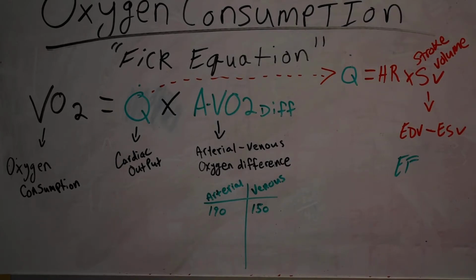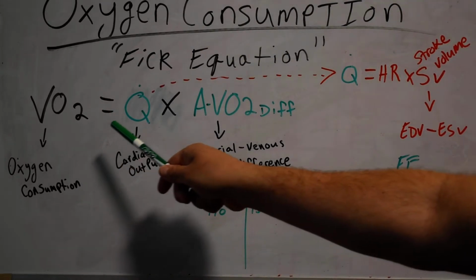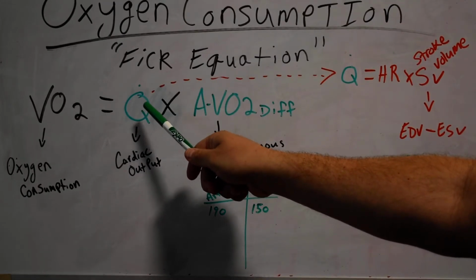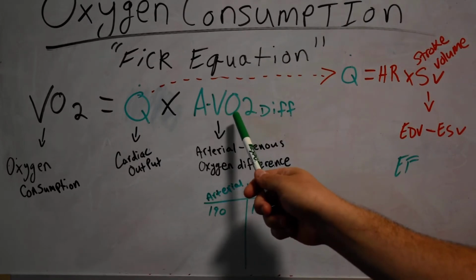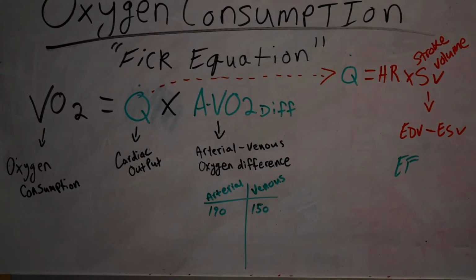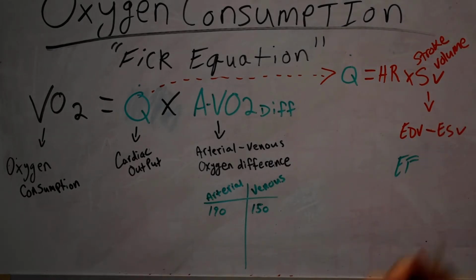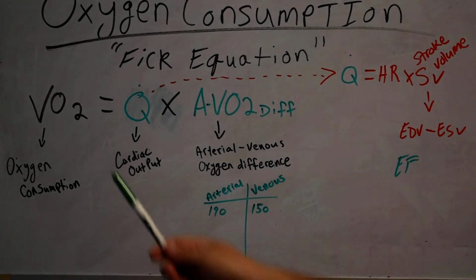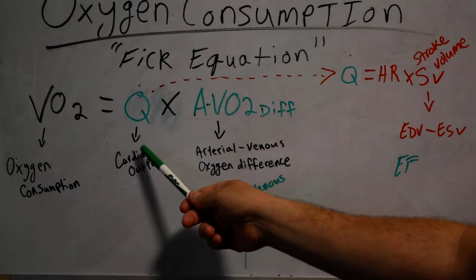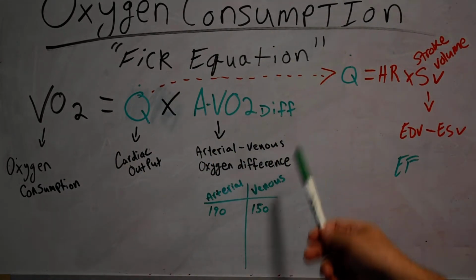So as exercise physiology students, calculating VO2, you will almost never actually use the cardiac output or the VO2 difference. You'll use what are called metabolic calculations or metabolic equations, and that I will do in a whole different series. But for the Fick equation, it's about visualizing and conceptualizing what is going on when we measure VO2. We are measuring cardiac output and the arterial venous oxygen difference.